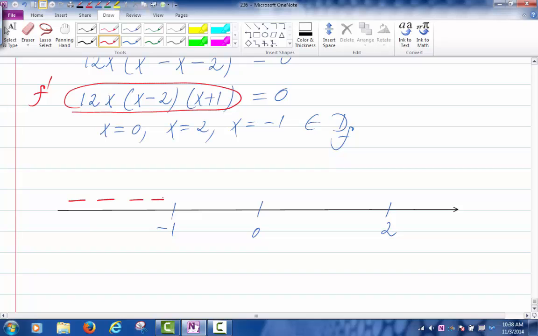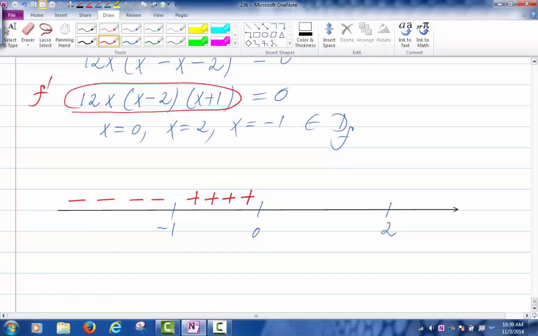Between -1 and 0, when x is between -1 and 0, what can you say about x plus 1? Positive. For example, plug in -1/2. So when x is between -1 and 0, x plus 1 is positive. x minus 2 is still negative, and x is still negative. So you have 2 negative factors and 1 positive factor, right? Do I get plus then?